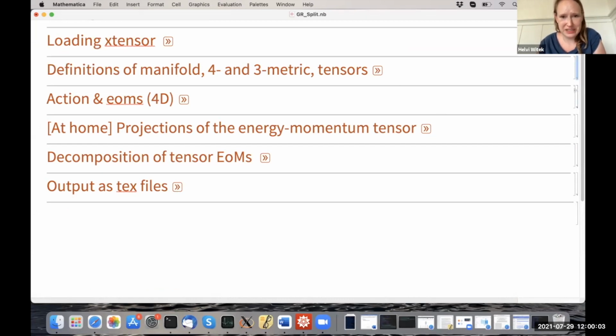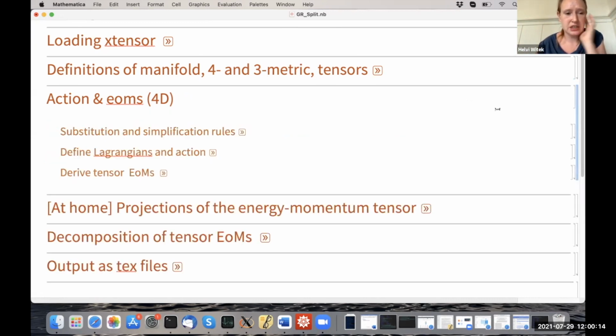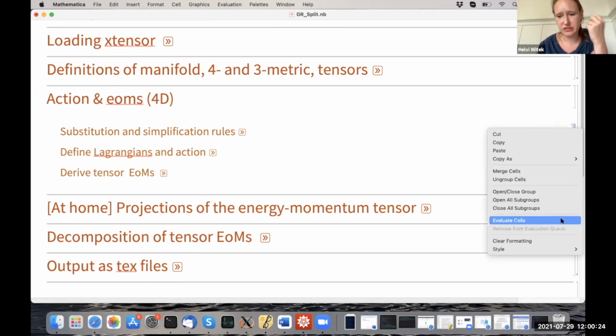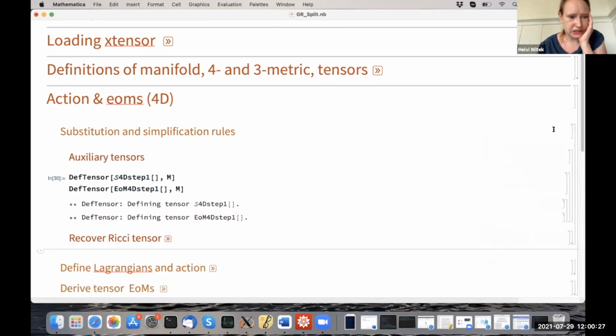Okay, so if we don't, then let's continue with the actions and how we can actually derive the equations of motion from the action, because I thought that may be a useful application for you as well. I've defined some substitution and simplification rules. I'm not going to show all of those. Let me just evaluate those boxes.